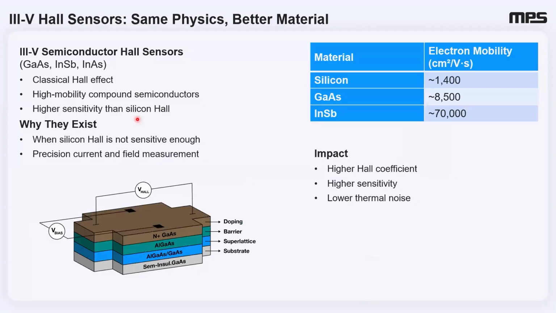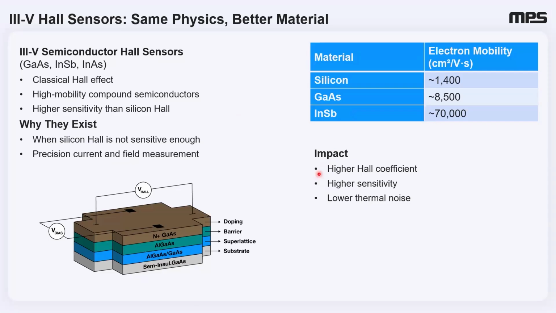Okay, the next step towards a little more sensitive sensor is going to be to use a 3-5 Hall sensor, so called because it's made of not silicon, but an element from group 3 and an element from group 5 on the periodic table. Here I'm showing gallium arsenide and indium antimonide. These devices use the same Hall effect, the exact same physics. The difference is the material, and that difference can give you a large jump in performance.